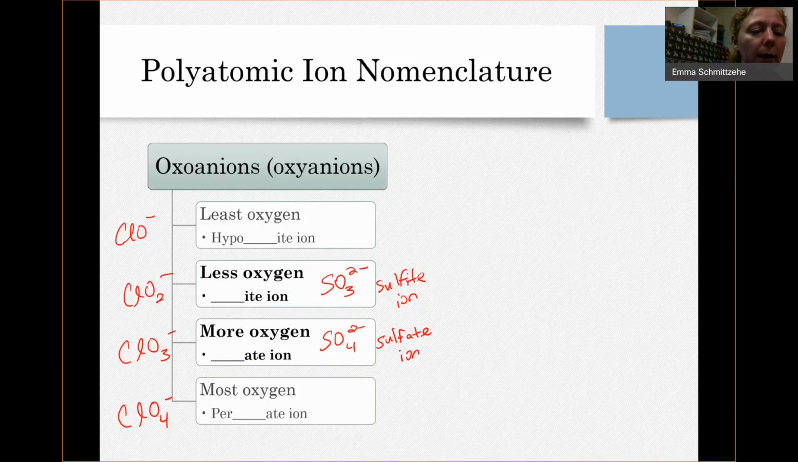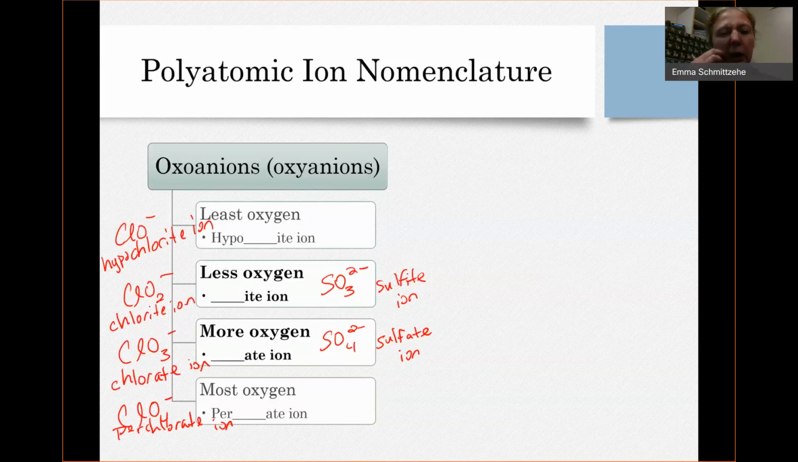And so ClO minus would be hypochlorite ion. And then ClO2 minus would be chlorite ion. And ClO3 minus would be chlorate ion. And ClO4 minus would be perchlorate. And I know that's all kind of running together. Sorry about that. But hopefully you get the idea there.